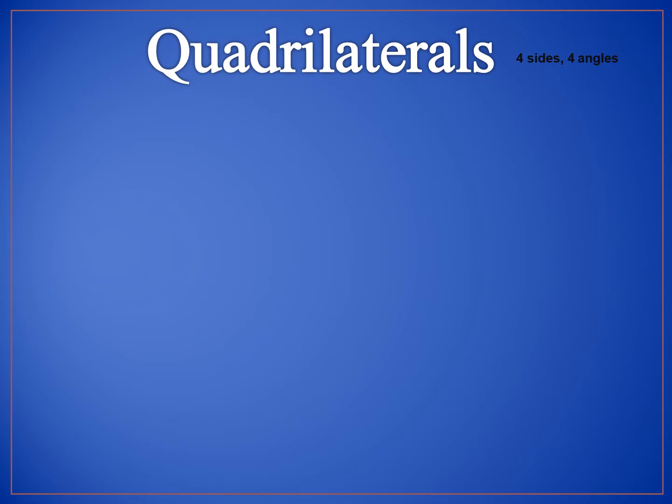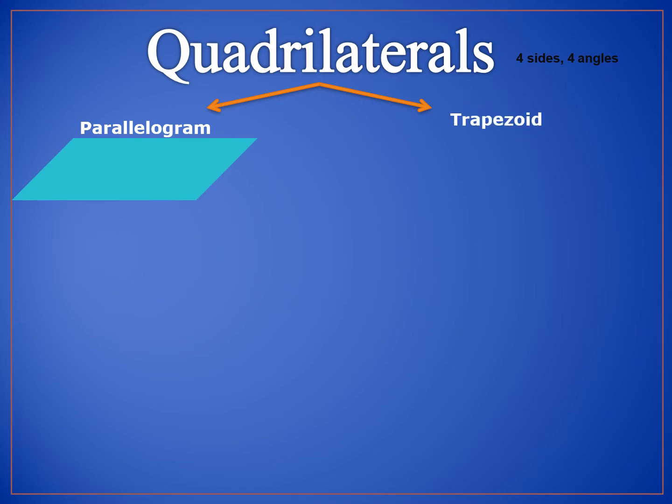After that, let's see the classification of the quadrilaterals, or the family of the quadrilaterals. Of course, we know that a quadrilateral has four sides and four angles. The quadrilaterals, guys, are divided into two types. The first one is called the parallelogram, which is shown here, and the other one is called the trapezoid, like the one shown here.